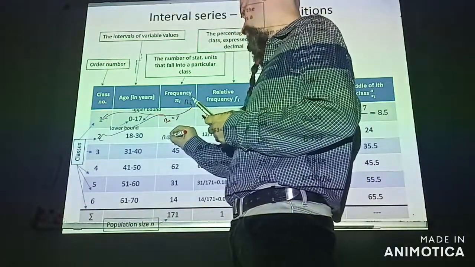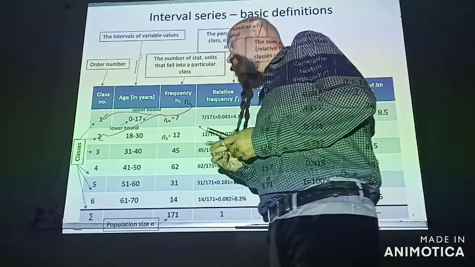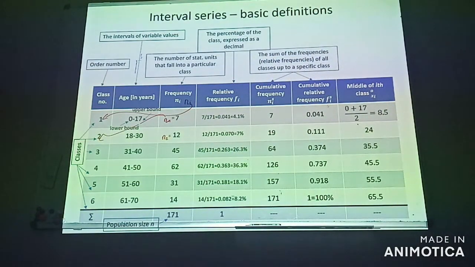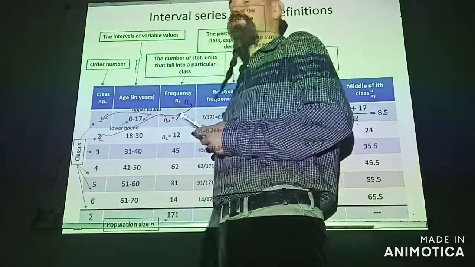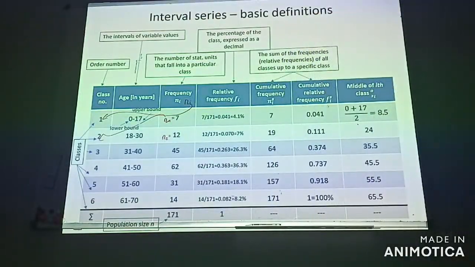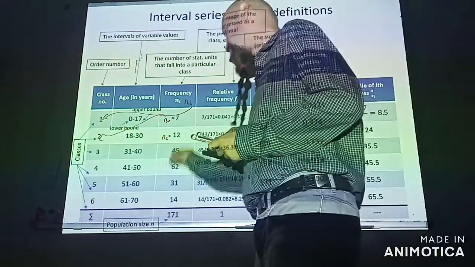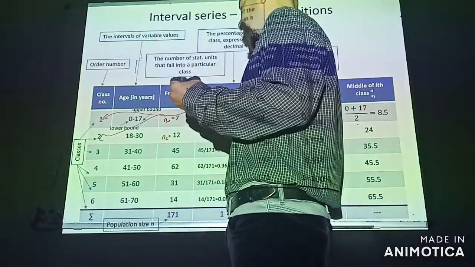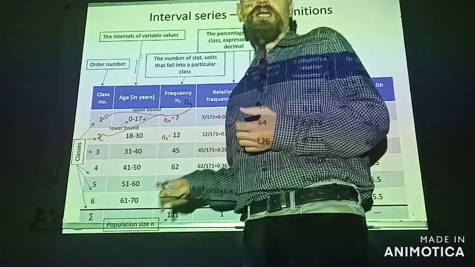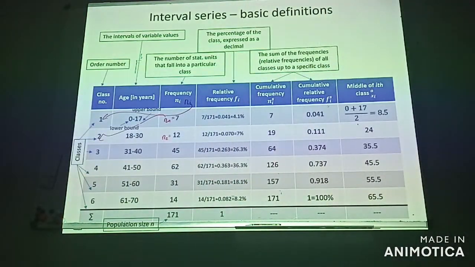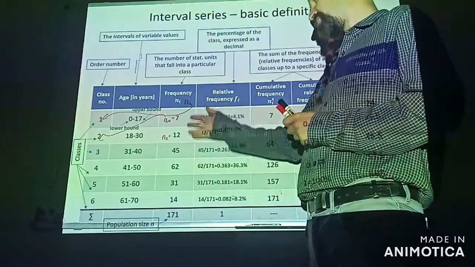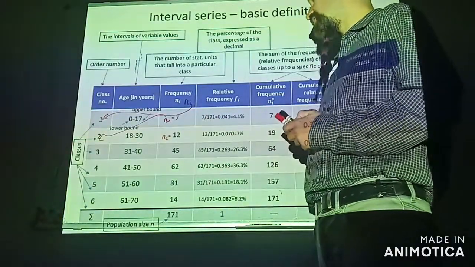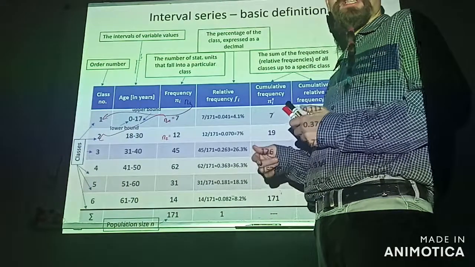The next value, 12, refers to the second frequency. It means that 12 people are characterized by an age from 18 up to 30 years old, and so on. So we know how many people, how many statistical units, are characterized by the following interval of age. We can express a similar thing using percentages.